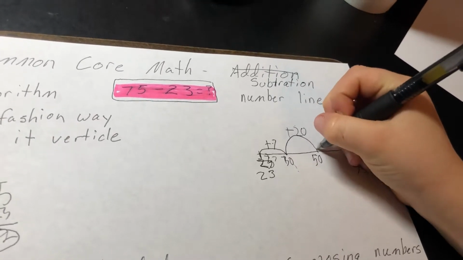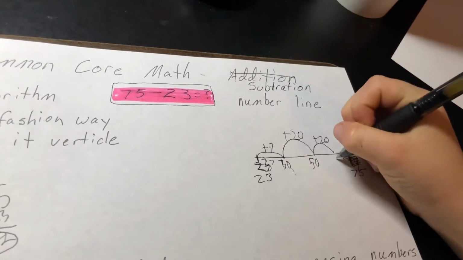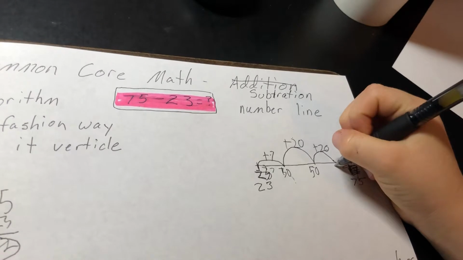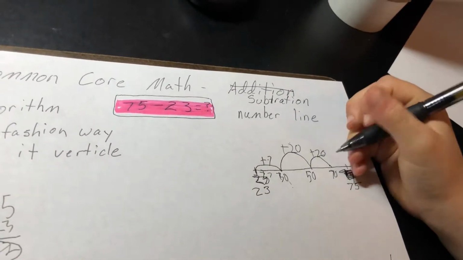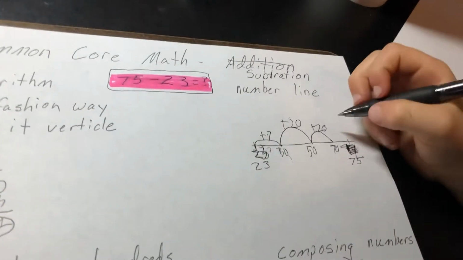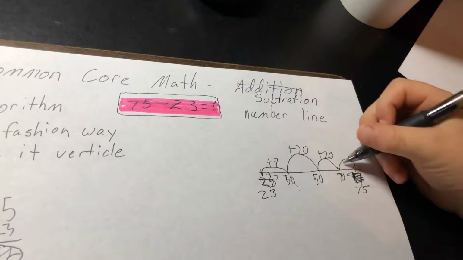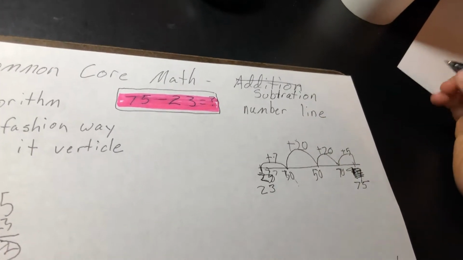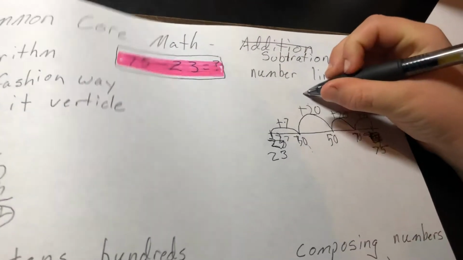Good. Now you're going to have to use your space really wisely there. Okay, a little jump. Plus 20. Plus 20 gets me to 70. Good. And then plus 5 more will get me to 75. All right. Okay, so then we're going to add up these numbers.